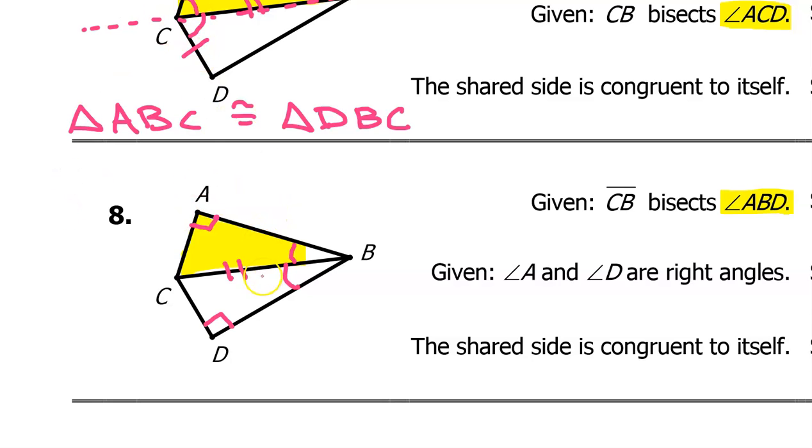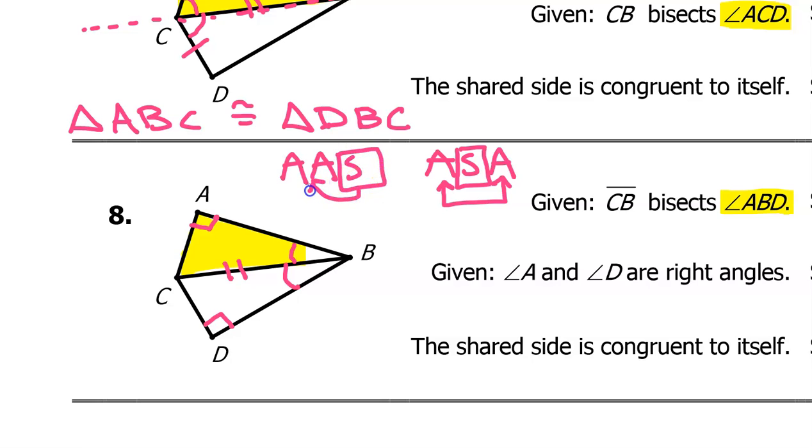Looking at this as a regular triangle, I see that we have two angles and a side. So that means this is either going to be angle, angle, side, or it will be angle, side, angle. It all depends on whether or not the side is between the two angles. If the side is between the two angles, then it's angle, side, angle. If the side is not between the two angles, that's when it's angle, angle, side.